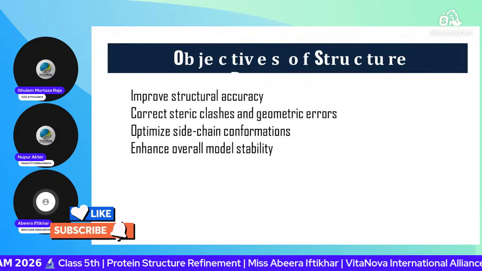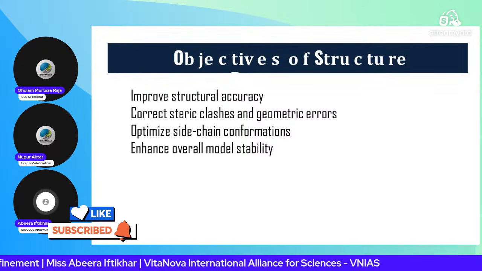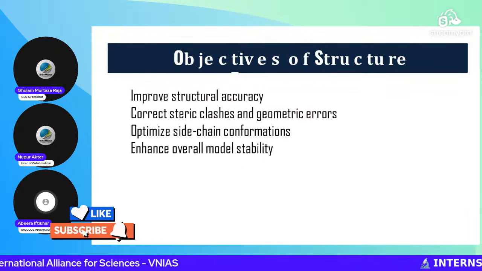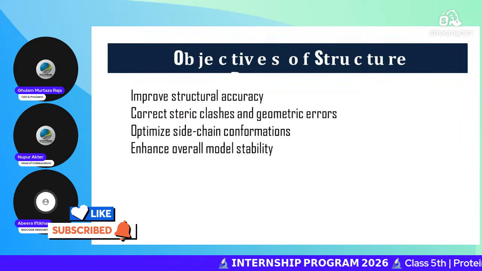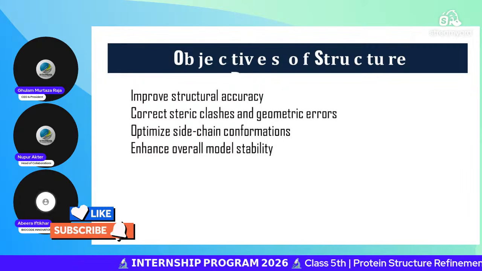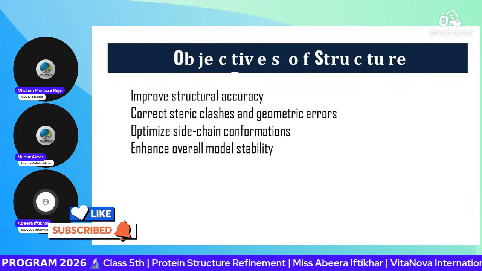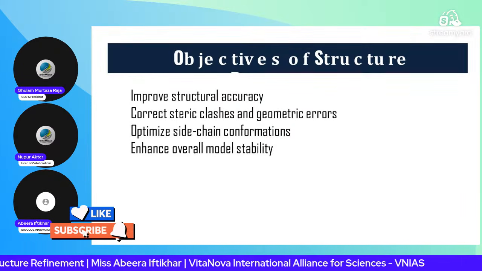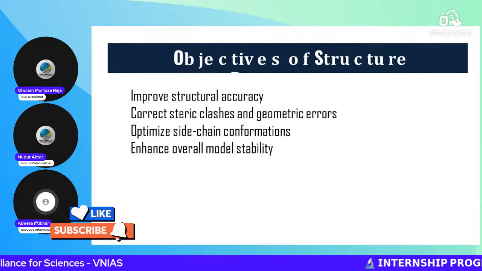So we can say in an easy way that we have to improve our predicted structure or the low resolution structure, and correct geometric errors, any kind of chain-to-chain conformations, or any kind of steric clashes. We have to reduce them, so we can enhance the overall structural quality and obtain a better, more realistic model. So these will be the objectives of the refinement.